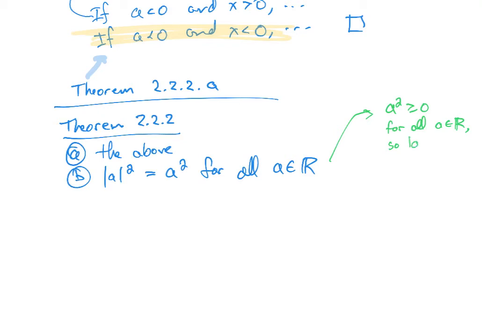So what does that mean? That means that the absolute value of A squared is A squared. But we actually know from part A, the one we just did, that the absolute value of A squared is also equal to the absolute value of A times the absolute value of A, which is the absolute value of A quantity squared. And there we go. That's what we wanted to show.